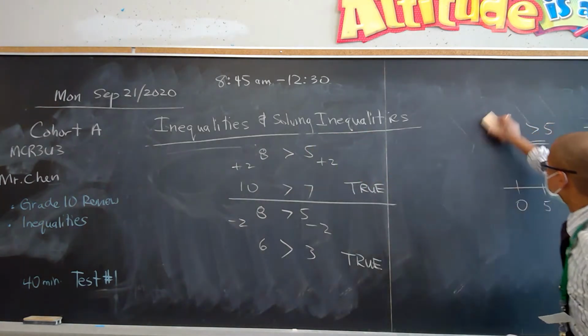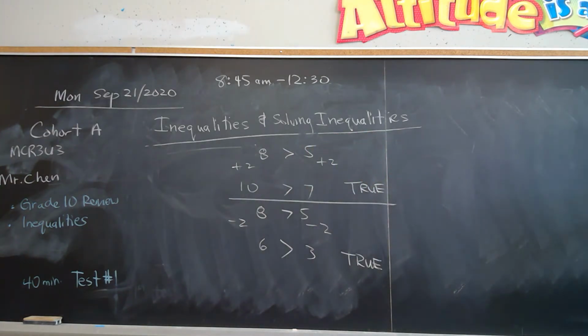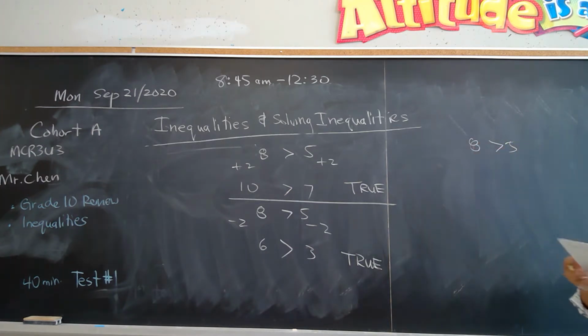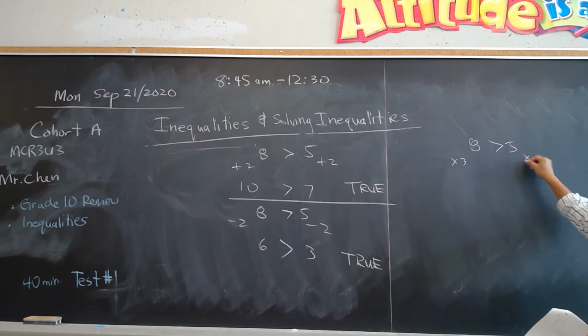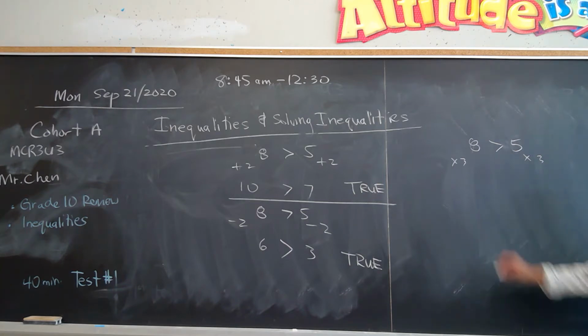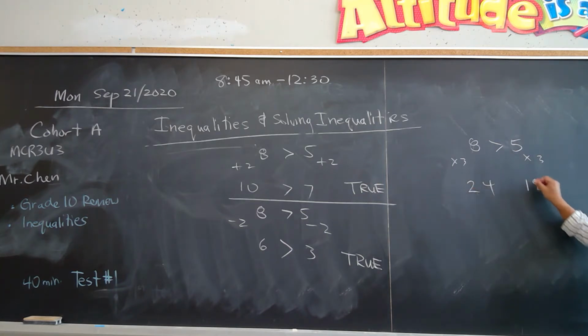So moving right along, and hopefully the class will help me out. We're still going to take that 8 is greater than 5. And for the third example, it says multiply both sides by 3. Let's make that a little bigger. Can I get a volunteer? Tell us what we're going to get as our answers here? Any volunteer? Bridget? 24 and 15.